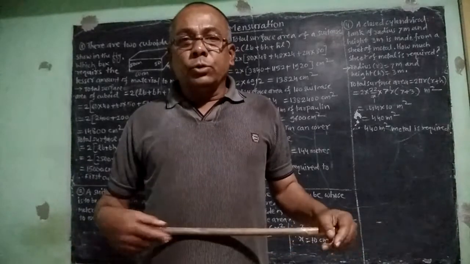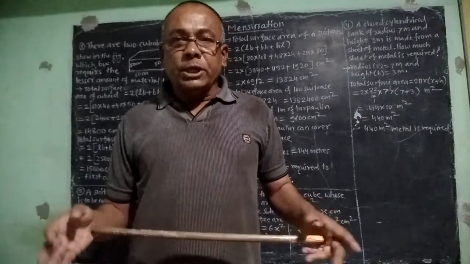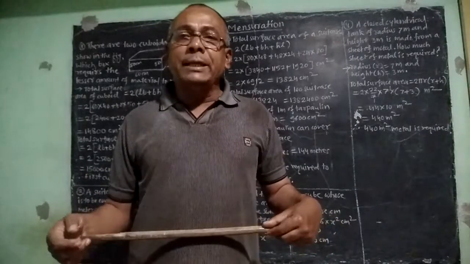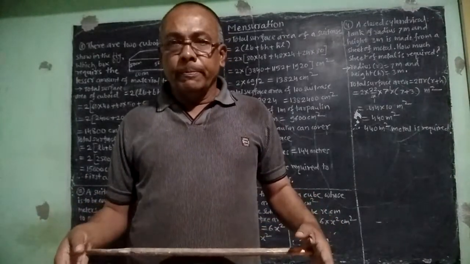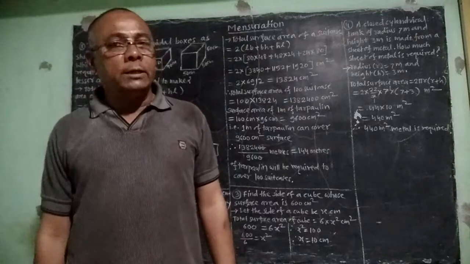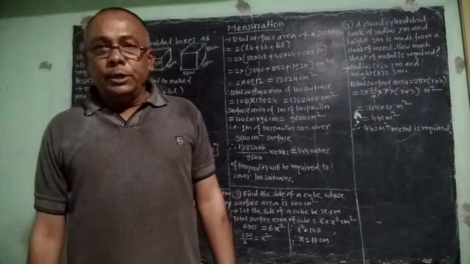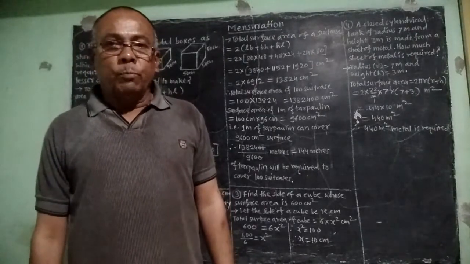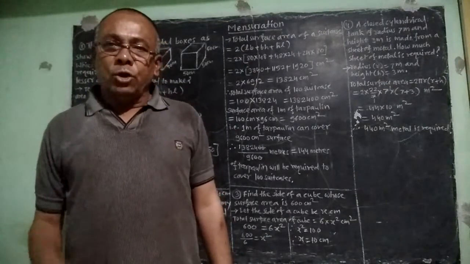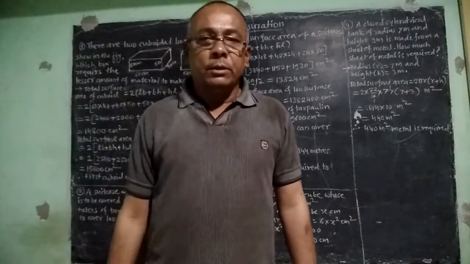Similarly, the total surface area of a cube is equal to 6 into L square, where L is the side of the cube, and the total surface area of a cylinder is equal to 2 pi r into h plus r, where r is the radius of the plane surface and h is the height of the cylinder.